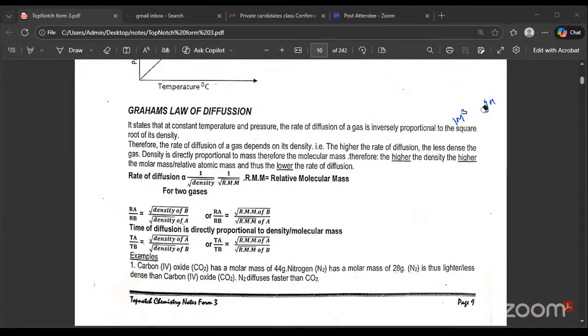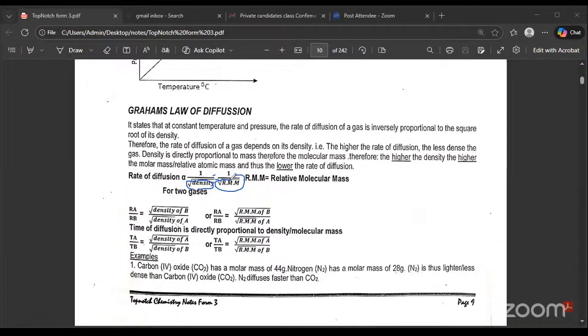Whatever I was explaining, when we are changing the mass and the rest, is easier. It's just like saying the higher the density, the higher the molar mass, and the vice versa is true. That means if something is heavier, it will move at a lower rate. But let us continue. So the rate of diffusion is inversely proportional to the density, which is also inversely proportional to the what? It's the mass. Because we said mass and density, they are sisters.